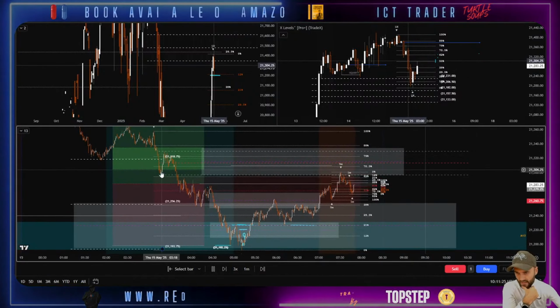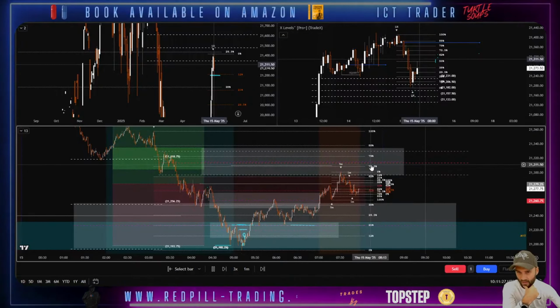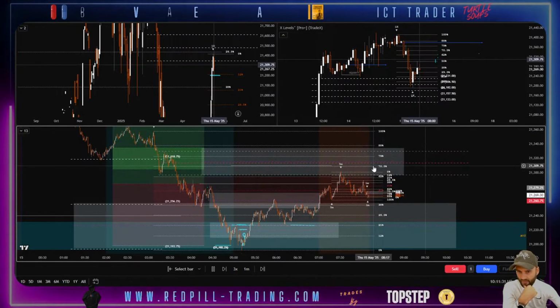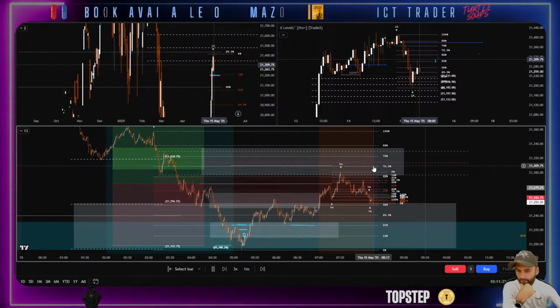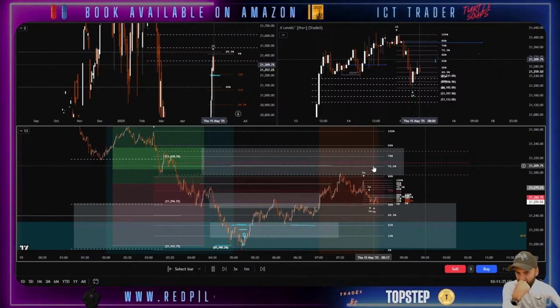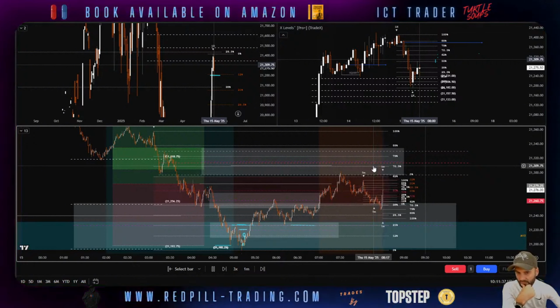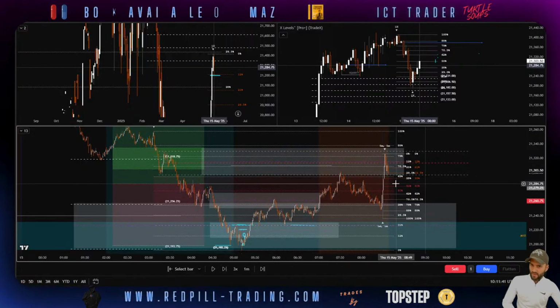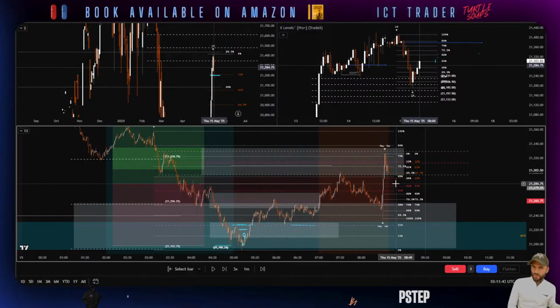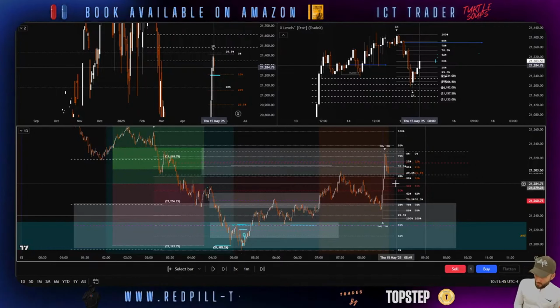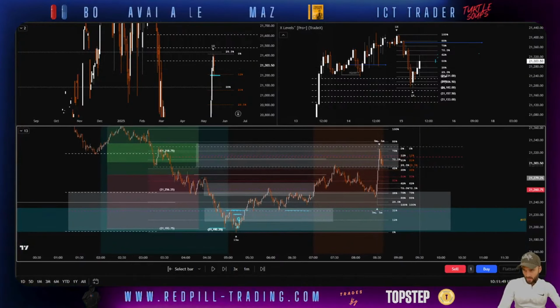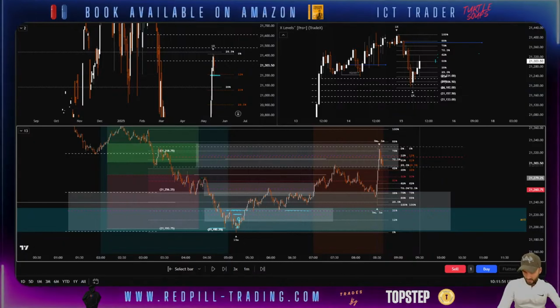We have an unmitigated range, and we're looking for price to get up and mitigate that range, which is going to be at 70.5 on the 15-minute. Okay, so right there, bingo. Right now, you could literally just terminate your trade here and just be content with that. Absolutely, you could do that.